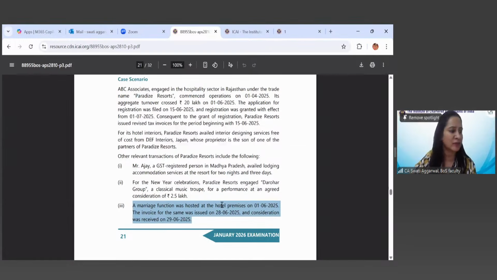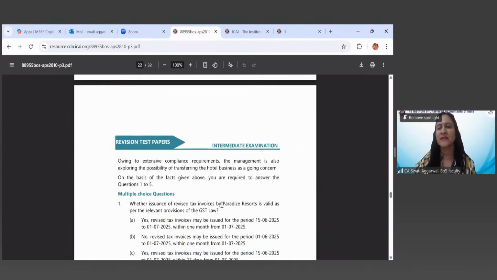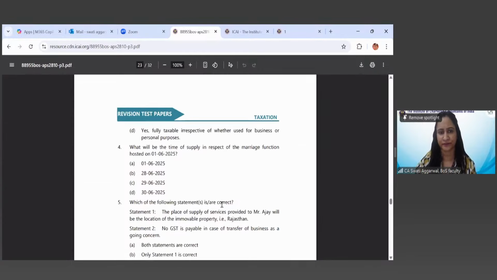So time of supply comes to 28th of June. That is option B is the correct answer.